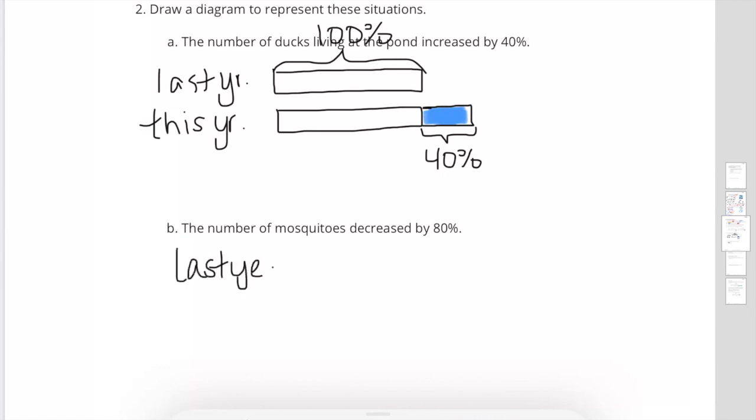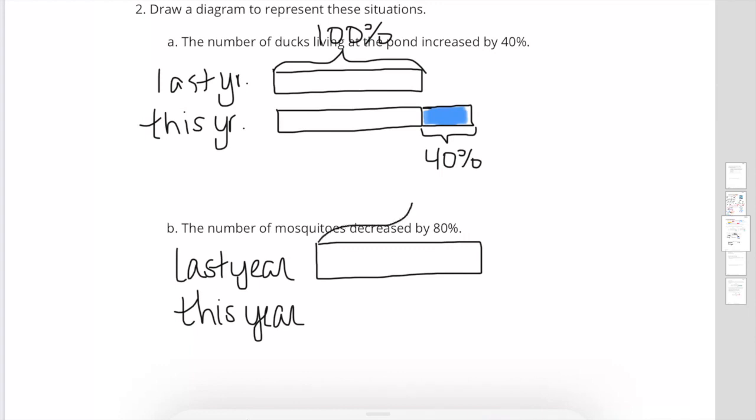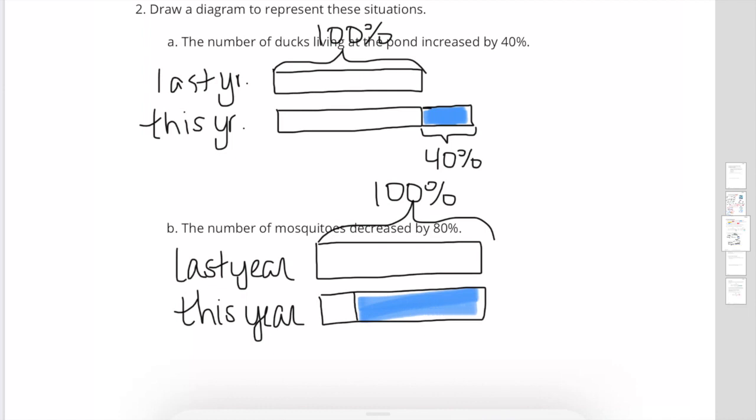Okay, B, the number of mosquitoes decreased by 80%. So I have last year and this year. So last year is going to be my 100%. And now it said it decreased by 80%. So that means I actually have what percentage? Means I actually only have about 20% because it decreased by 80%. So that means I actually only have 20% compared to last year.